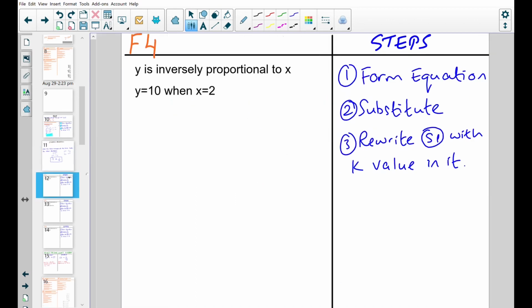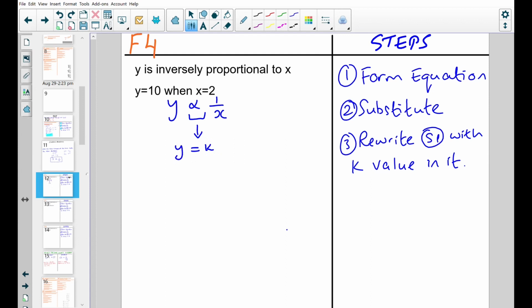Moving on to F4, let's do an example now. y is inversely proportional to x, y equals 10 when x equals 2. Again here, we are going to follow exactly the same three steps which we have been using for F1, F2, F3, and as you can see, it is on the right hand side here. First and foremost, y is inversely proportional to x. The very first thing that comes to mind is y is inversely proportional to x. Then, similar to F1 to F3, the next thing I do is replace the proportional symbol with equal. I do exactly the same here.